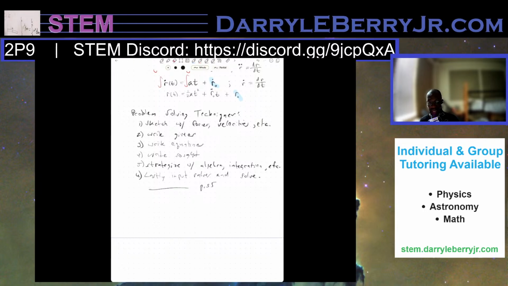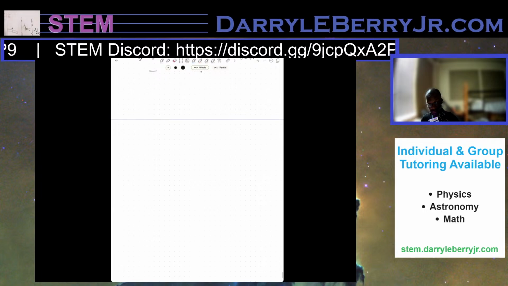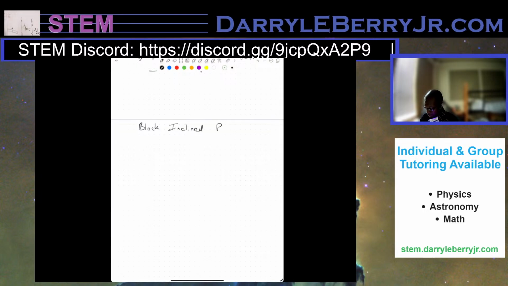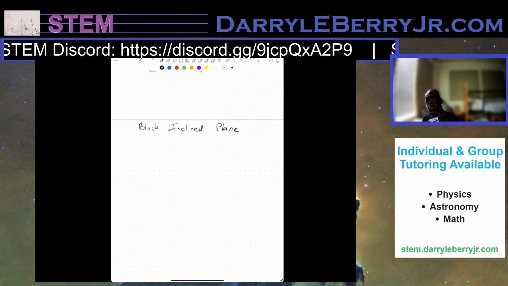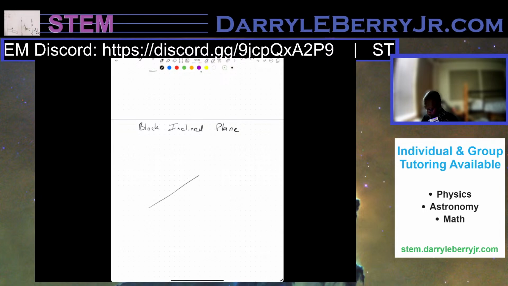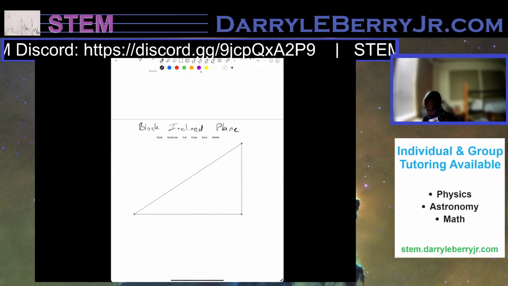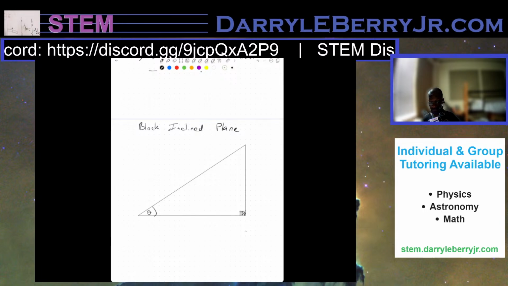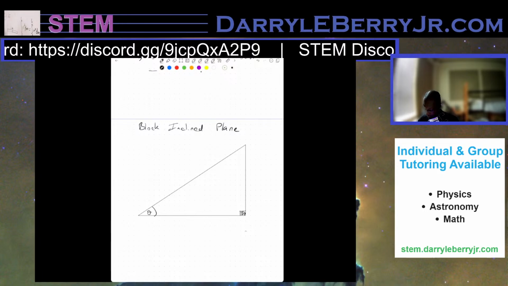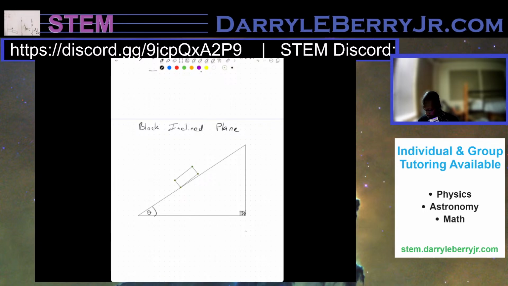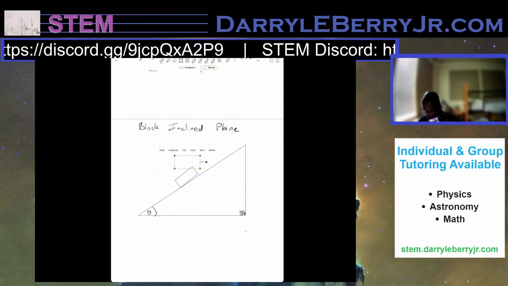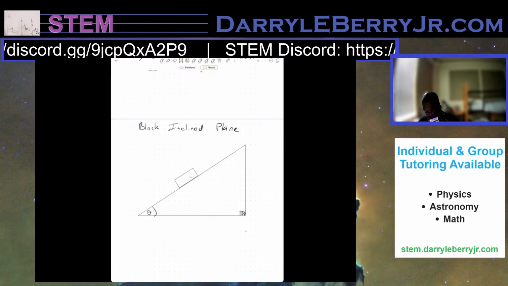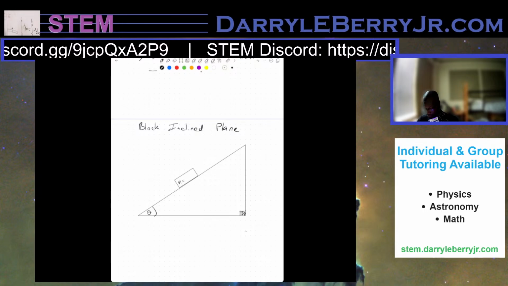So let's first consider the problem of a block sliding on an inclined plane. A block on an inclined plane, a classic problem. So we have a block like so, that's inclined. This is a right angle. This is the angle theta. And the mass here equals 100 grams.